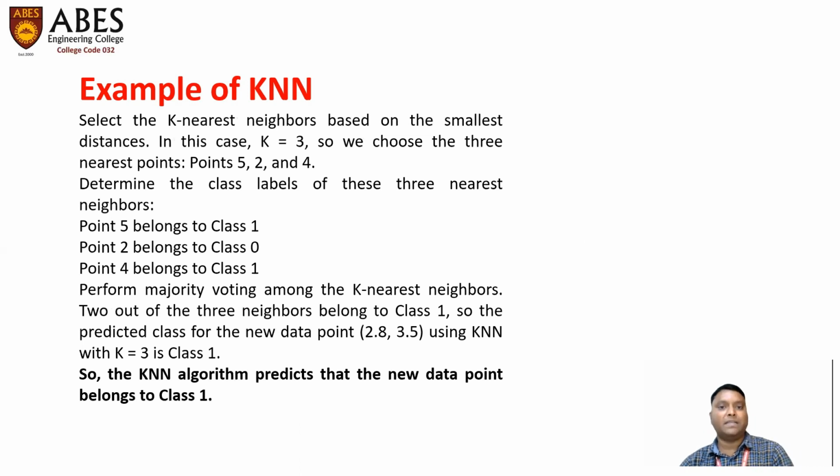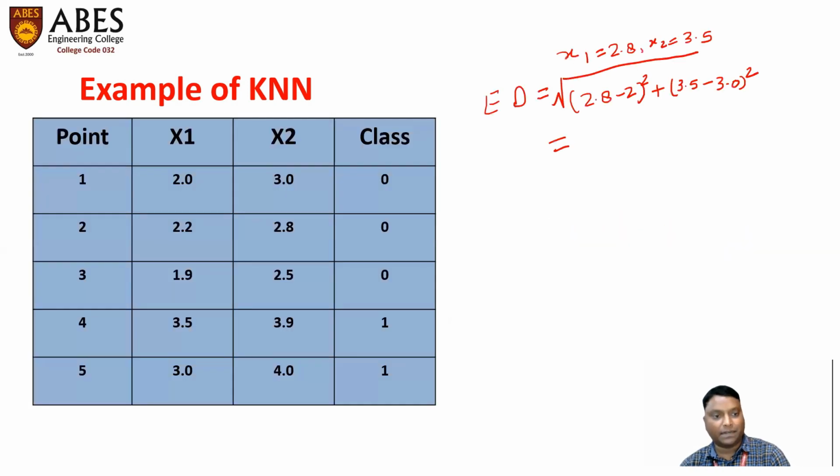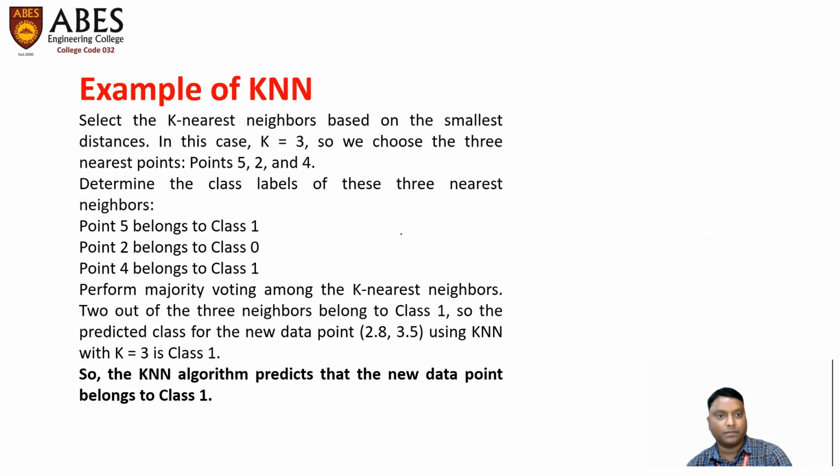So determine the class labels of these 3 nearest neighbors. So 0.5 belongs to class 1. Let's have a look at this diagram. 0.5 belongs to class 1. 0.4 belongs to class 1. 0.2 belongs to class 0. So let's write it. 0.5 belongs to class 1. 0.2 belongs to class 0. 0.4 belongs to class 1.